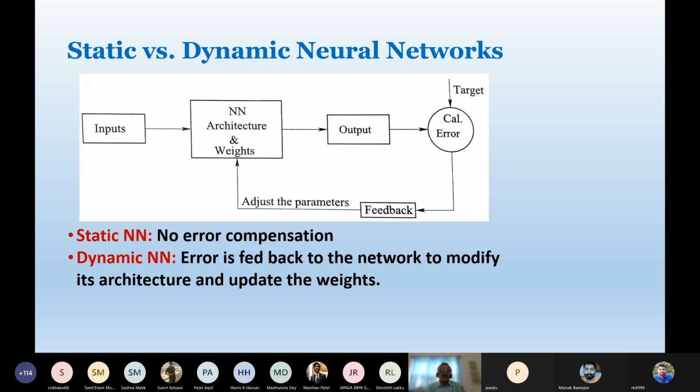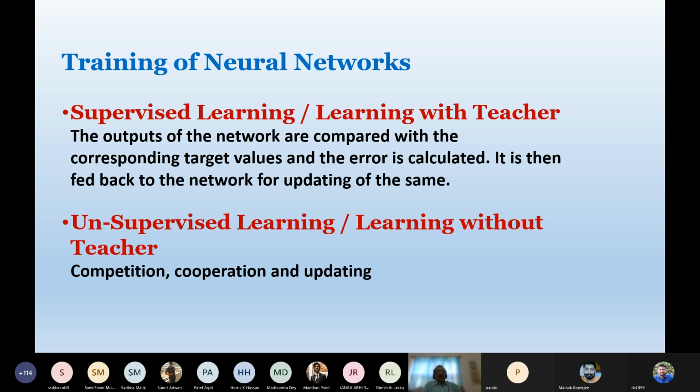Okay, now how to design this dynamic neural network that I'm going to discuss. If you see the literature, you'll see that a neural network is trained using two different learning approaches. One is called supervised learning, another is called unsupervised learning. Supervised learning is nothing but learning with a teacher. Like if you make any mistake, your teacher is going to help you to correct that.